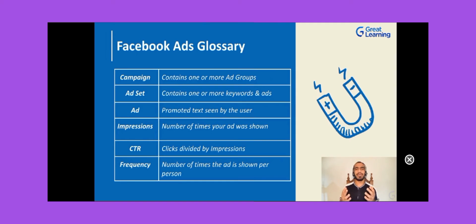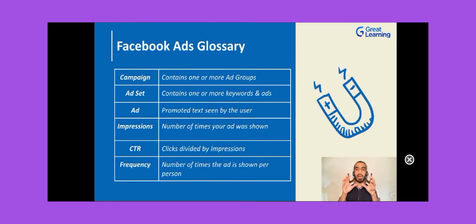Now let's look at the quick terms that you need to know before you launch a Facebook campaign. These are a few basic terms. Of course, there are many more that you need to keep in mind, but let's get started with these basic ones. The first one is campaign. The structure itself is campaign, ad set and ad. This is super crucial and you need to keep that in mind while launching a campaign.